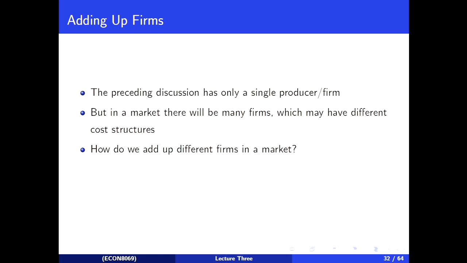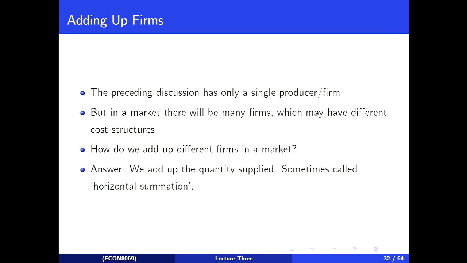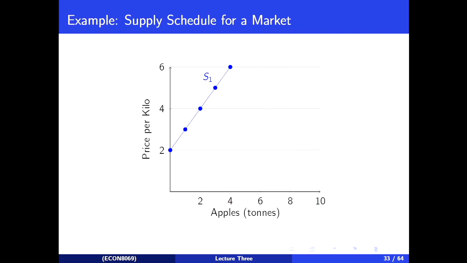And so we want to think about how to move from individual firms' marginal cost curves to the market supply curve, basically. Or individual firm supply curves to the market supply curve. And so we do this by adding up quantities, by adding up the quantity supplied. We do what we call horizontal summation, which is a very strange object.